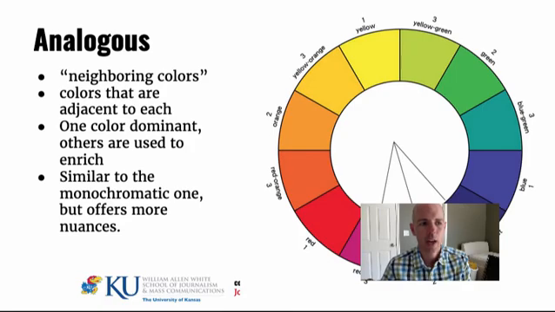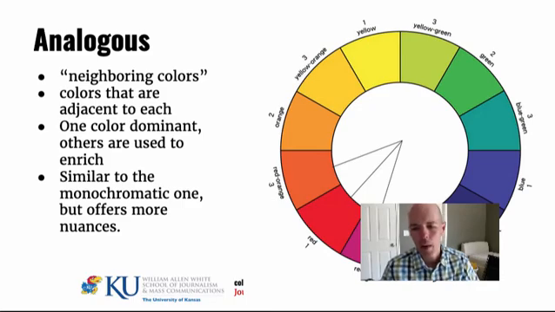The other way that we can think about colors is as analogous colors. Analogous colors are sometimes called neighboring colors, right? So neighboring colors can be right adjacent to one another on the color wheel. So the color wheel might choose red as the central color, and then red-violet to one side and red-orange to the other side, and that's going to create an analogous color scheme.